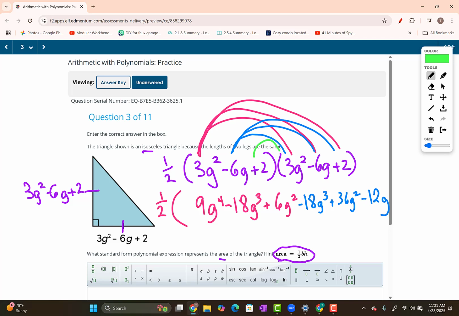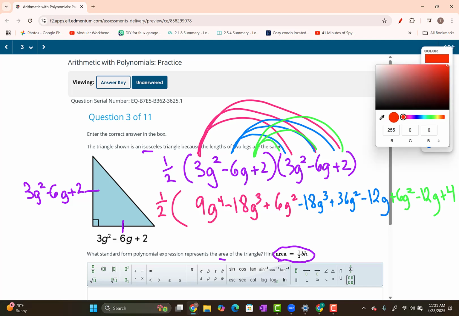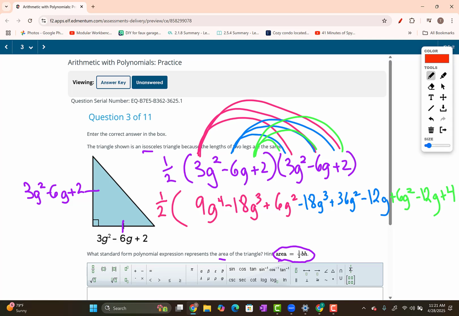2 times 3g squared is just 6g squared. 2 times negative 6 is negative 12g. And 2 times 2 is 4. So then we're going to combine like terms.